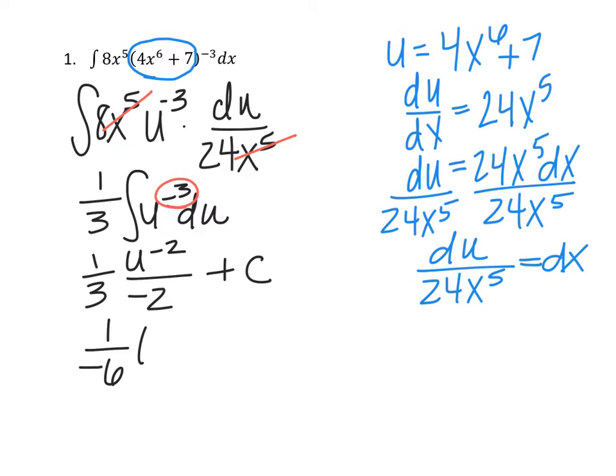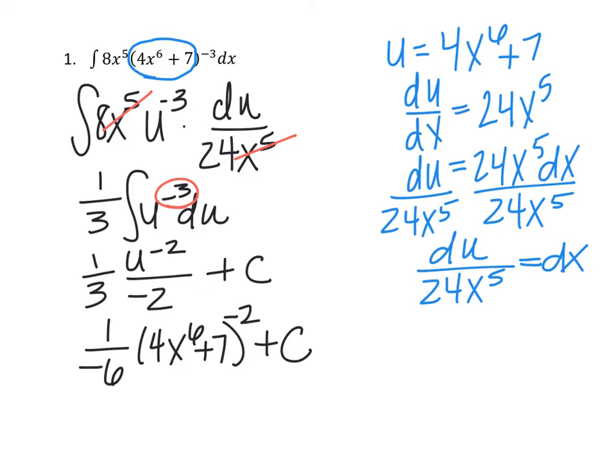Then you want to replace your u with 4x to the 6th plus 7, that's raised to the negative 2 power, plus, this is technically a different constant. This would be a constant affiliated with the x's instead of with the u's, but it's a constant nonetheless. Now you can rewrite this if you want.